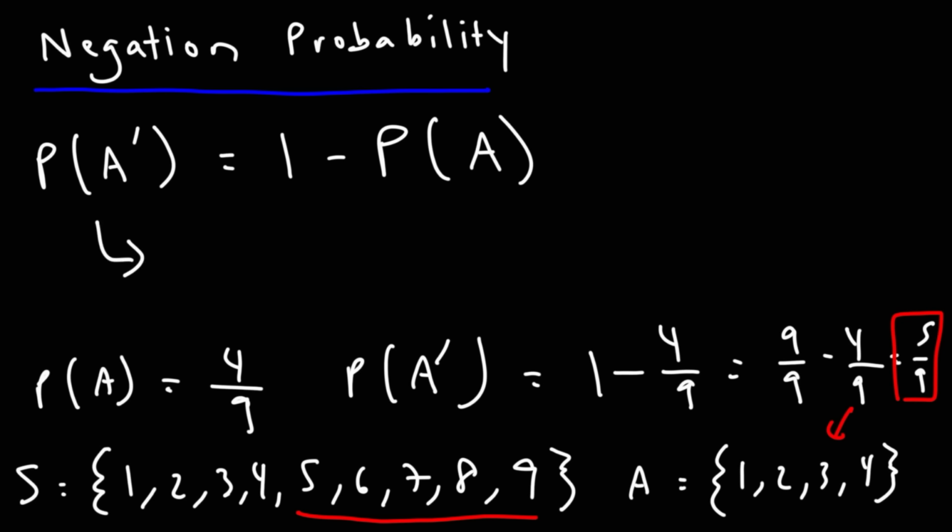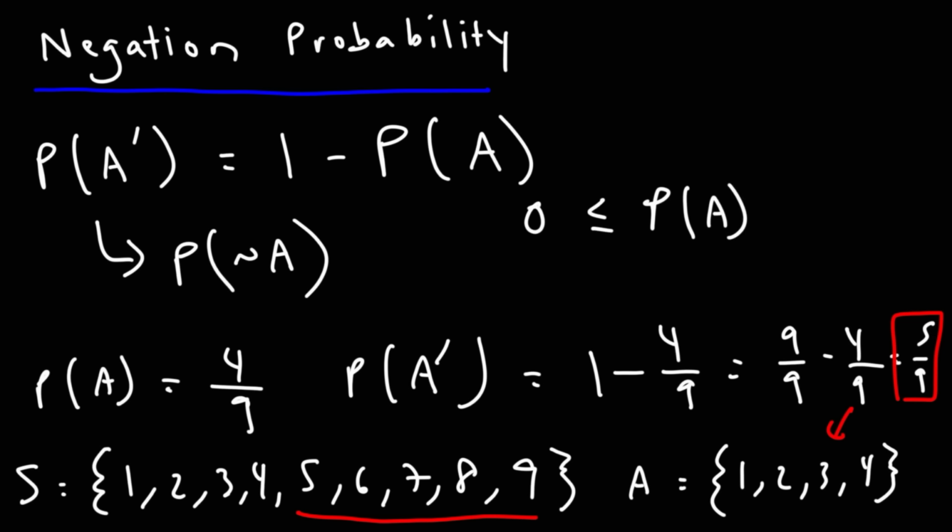And in some textbooks, you may see this written this way, with a sine wave next to A. That represents the complement of A, or the negation of A. So that's an example of negation probability. And the reason why this formula works is because the probability of any event occurring is always between 0 and 1. It can't be more than 1. If it's 1, that means that it has a 100% chance of occurring.